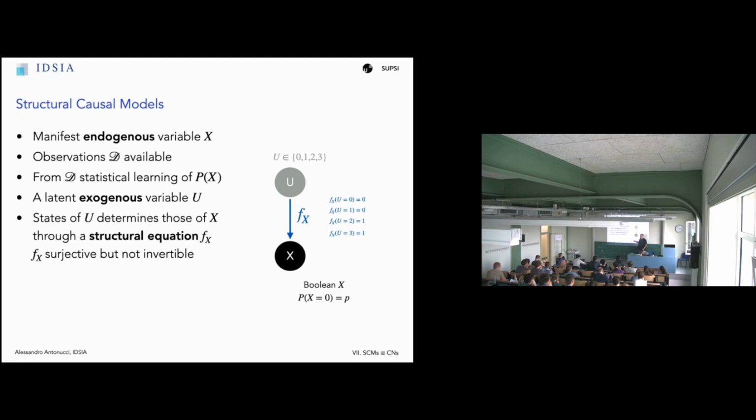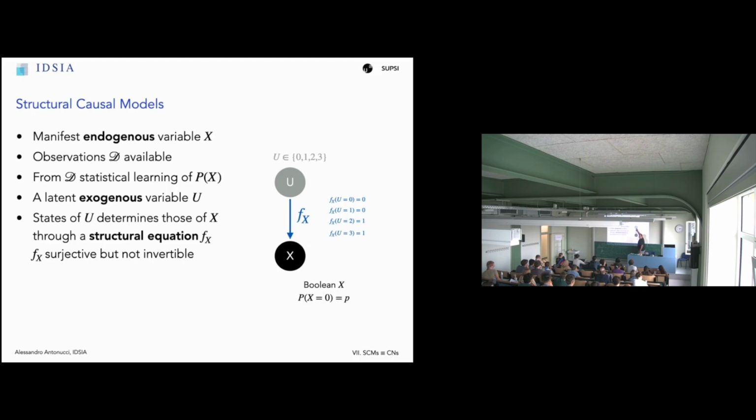This is what I call a structural equation. Okay, this is not a probabilistic model. This is a deterministic model, no? Because the structural equation is determining the value of x once I know the value of u. Okay. The problem is that u is a latent variable, so I don't have information about u. I cannot observe u. I cannot collect data about u, while I can collect data about x. So, given u, I get x.